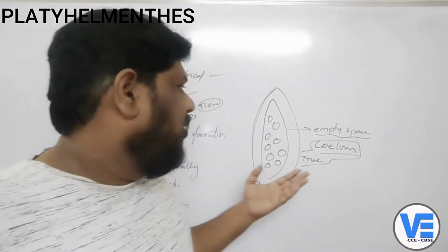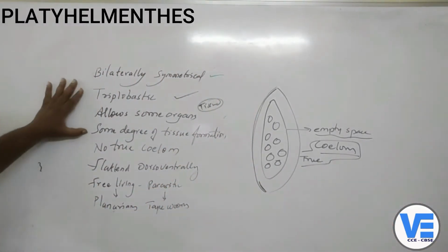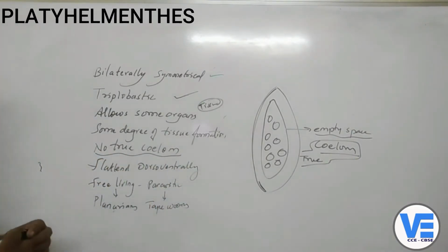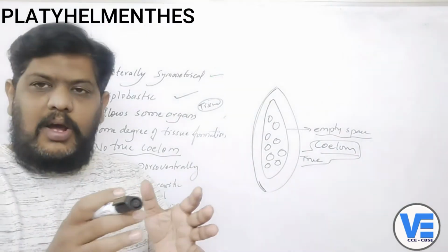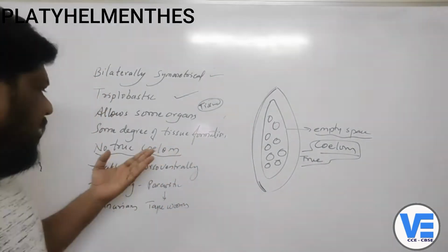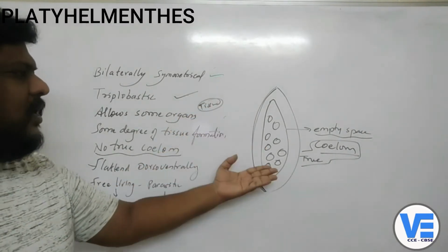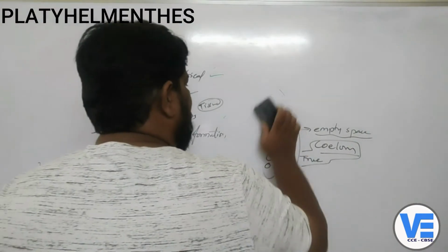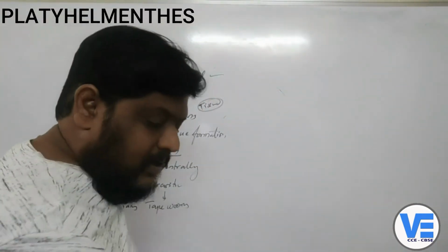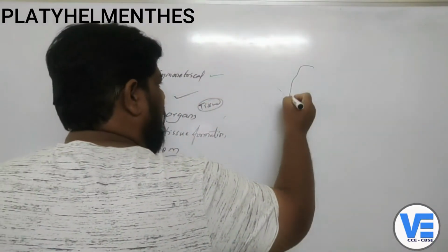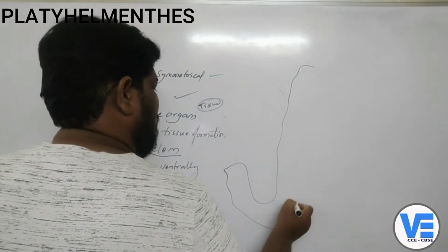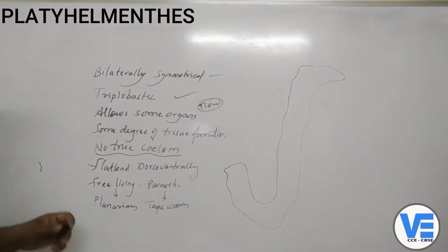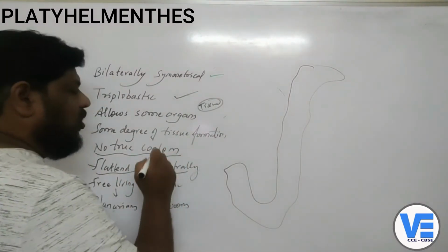Now when you come to the Platyhelminthes also, you don't find any true coelom, where the organs can be placed. That kind of coelom, that kind of empty space, you will not find in these organisms. We have already learned that all the organisms here are parasitic worms. They are parasitic worm-like structures. And one more thing is they are flattened dorsoventrally.